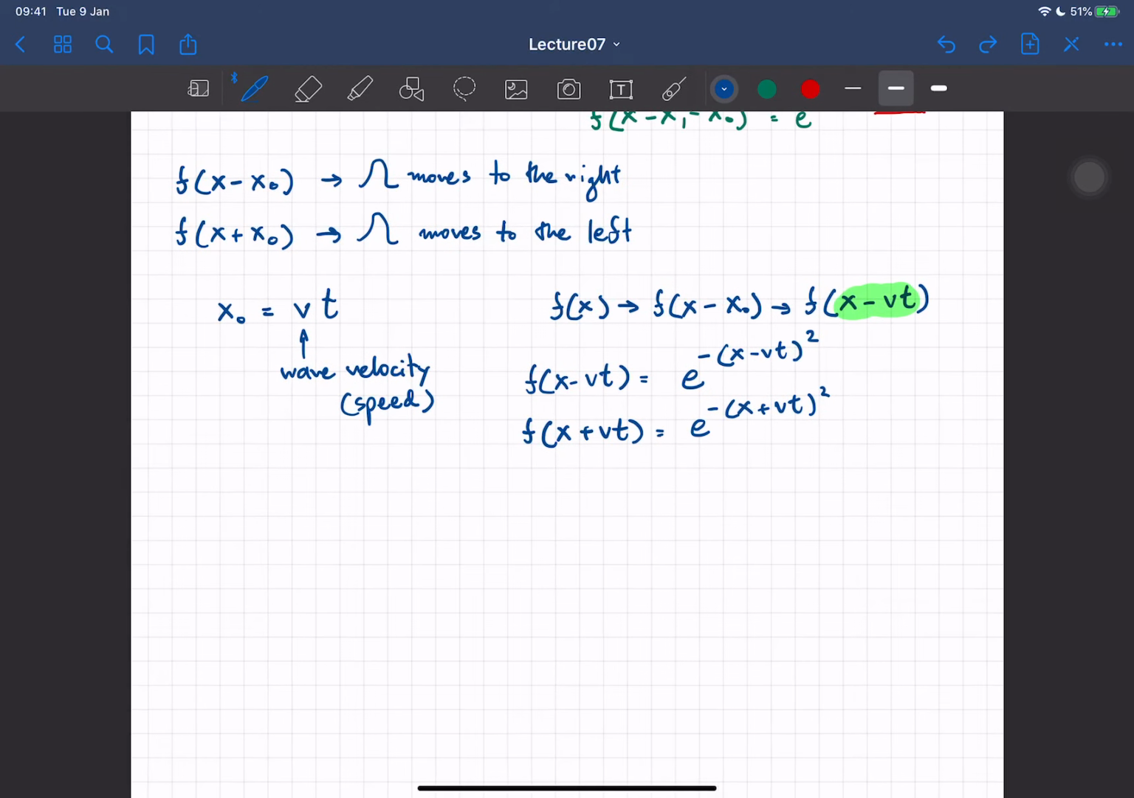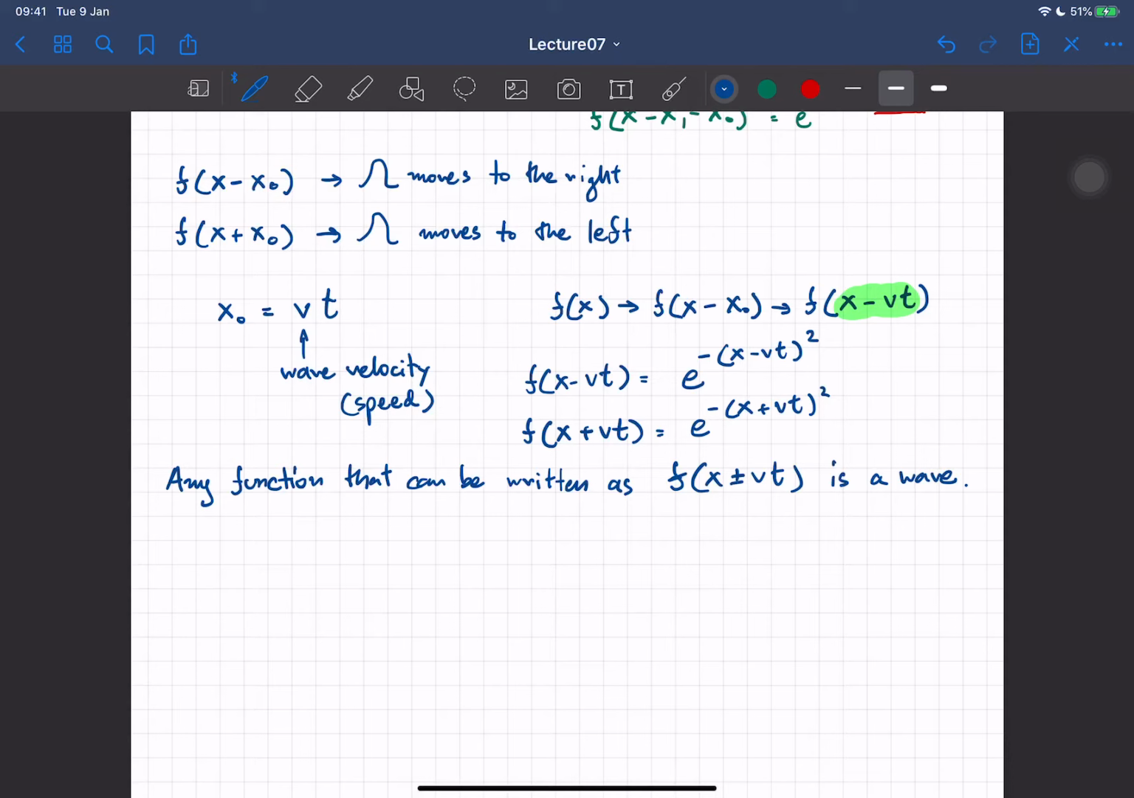So in terms of waves in general, any function that can be written as a function of x plus or minus vt. Okay, so I'm trying to be general here, so it will include both signs. So any function that can be written as a function of x plus or minus vt is a wave. If you can't, then it's not a wave, right?